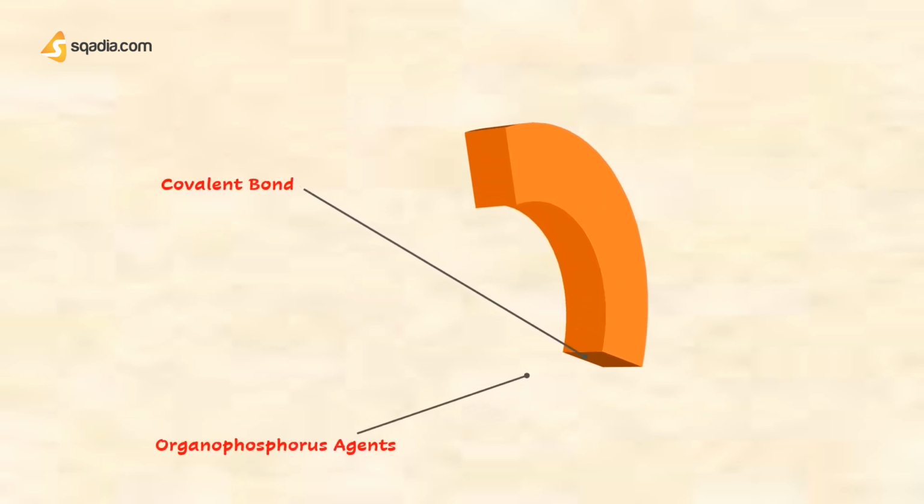Organophosphorus agents result in a phosphorylated enzyme active site. The covalent phosphorus-enzyme bond is very stable and the enzyme is inactivated for hundreds of hours. For this reason, the organophosphorus compounds are referred to as irreversible anticholinesterases.